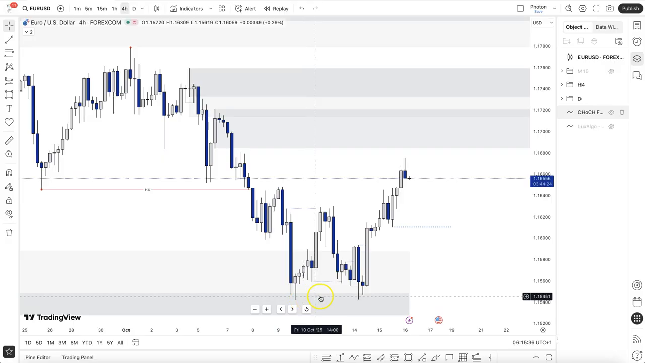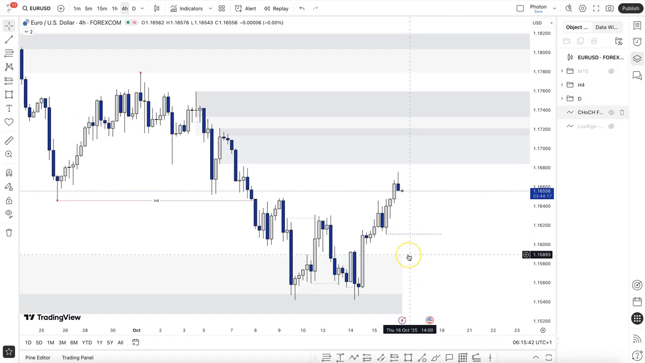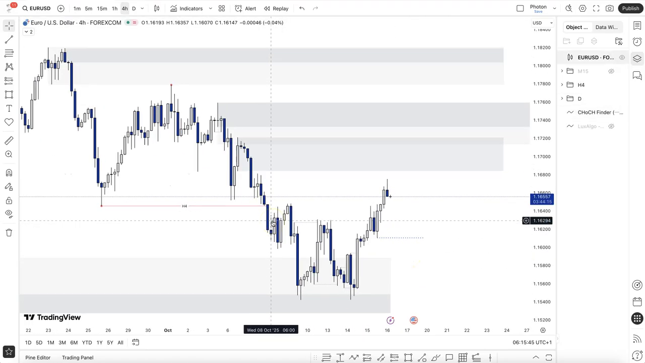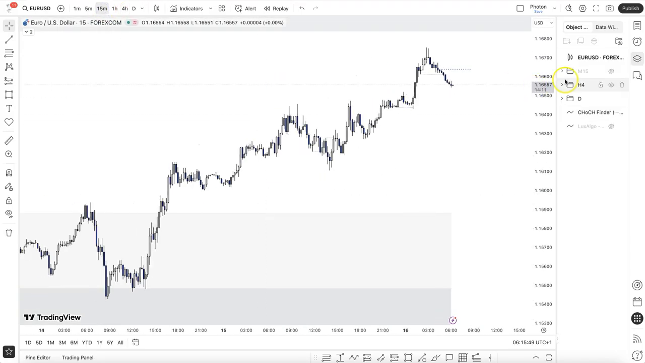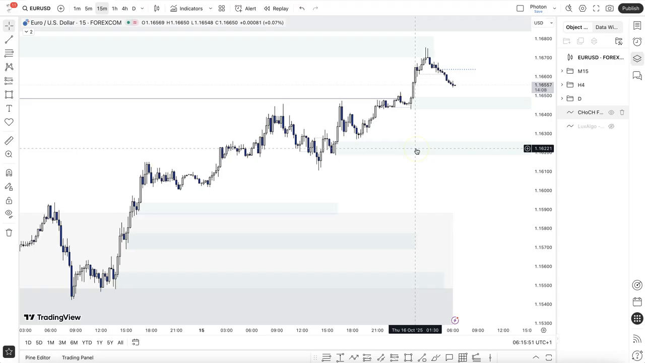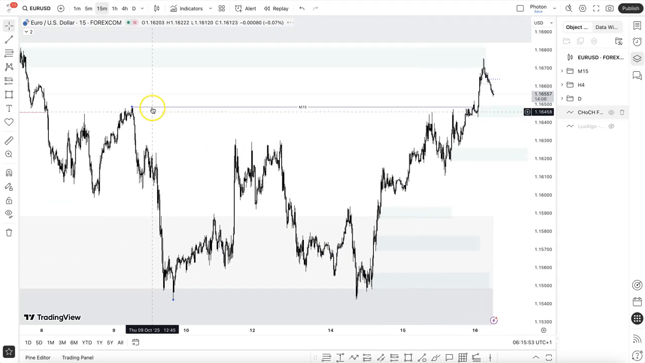Also, these are equal lows, so there would be a lot of liquidity residing over here, so I would expect the price to come down over here. So that's as far as the H4 is concerned. Moving on to the M15. Let me toggle this on. So the M15 is bullish.